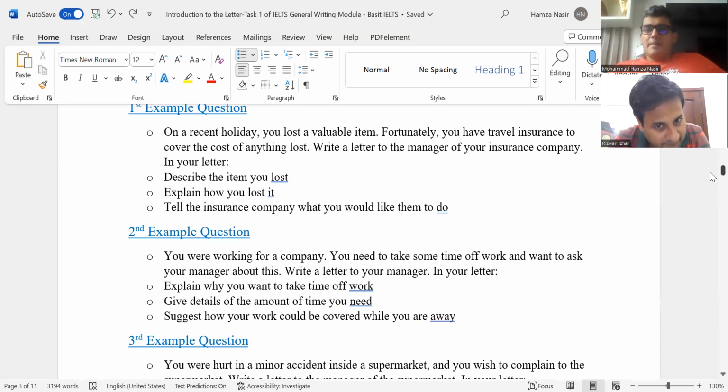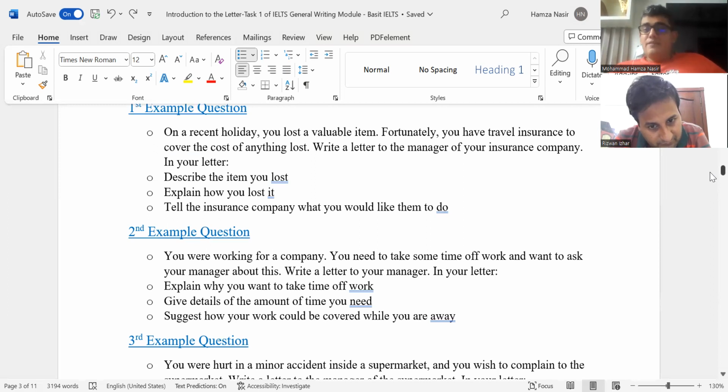Now you need to take some time off work and want to ask your manager about this. Write a letter to your manager. In your letter, explain why you want to take time off work, give details of the amount of time you need, suggest how your work could be covered while you are away.